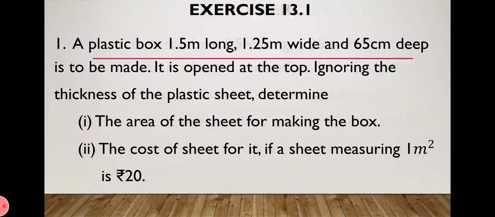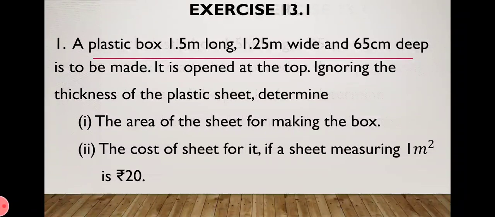Now let's first understand the question, what information is given and what we have to find out, so that we can apply the correct formula and come to the solution. Here we have to make a plastic box from a sheet, which should measure 1.5 meter long, 1.25 meter wide and 65 centimeter deep. That is, height and depth are the same. But first see that all the three dimensions, length, breadth and height, have the same units. If the units are not the same, we convert all of them into the same units.